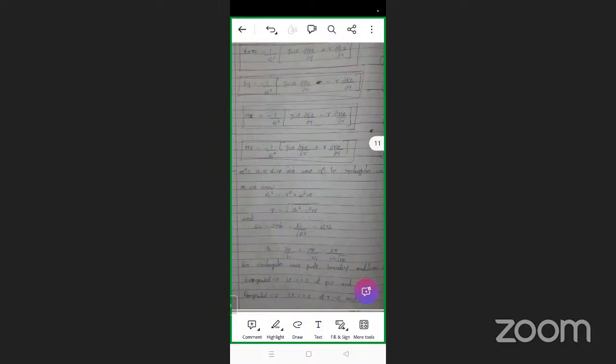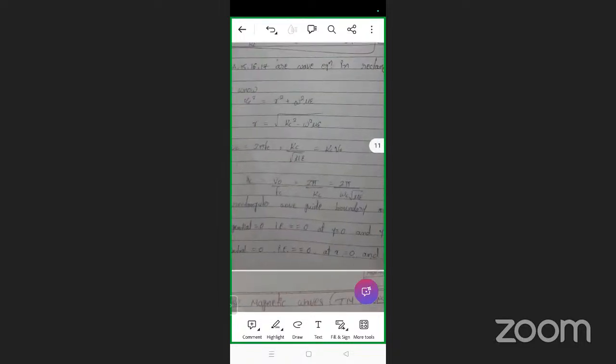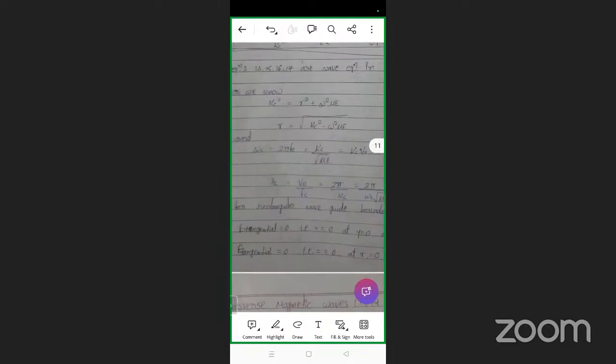From the previous part, what is Kc square we got? Kc square equals gamma square plus omega square mu epsilon, from which gamma is calculated. And what is the angular frequency omega? Omega equals 2 pi fc.